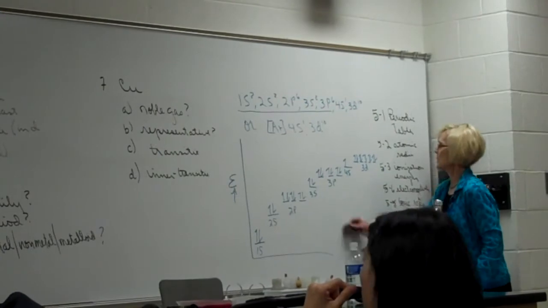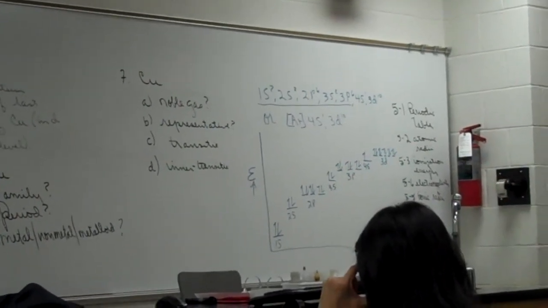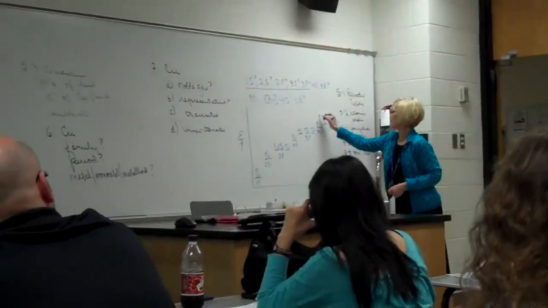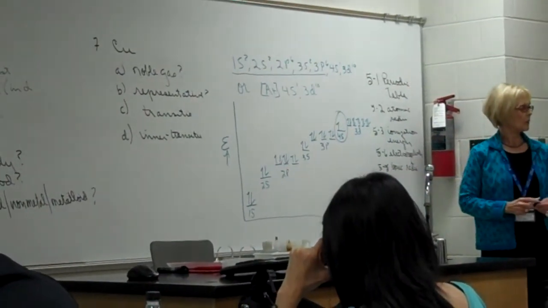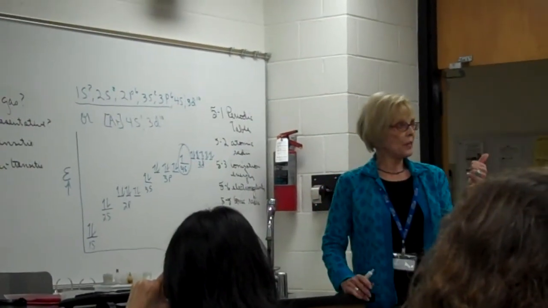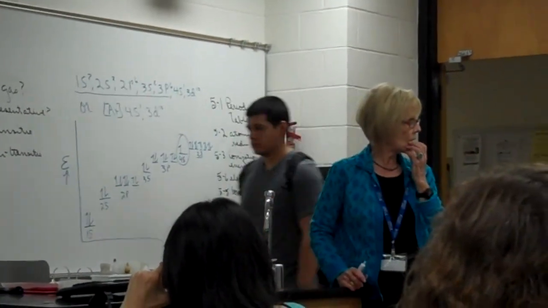Okay, let's get rid of that. So the question is, how many unpaired does this have? Allison, you're going to say? One. Right there. And since we have one unpaired, do we refer to that as paramagnetic or diamagnetic? Liz, what would you say? Para.